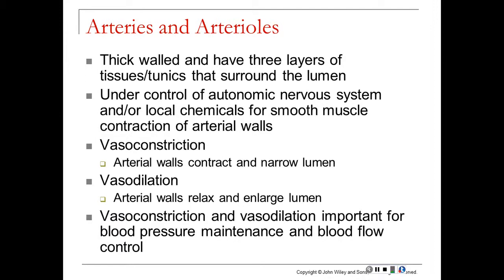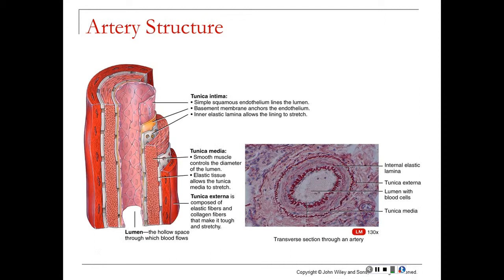Vasoconstriction is when those arterial walls contract, narrowing the lumen, making it smaller. Vasodilation is when those arterial walls relax. That's going to enlarge the lumen, decreasing the blood pressure, allowing more blood to flow through. Vasoconstriction and vasodilation are very important in order to control overall blood pressure as well as blood flow through the body. Here's a diagram showing you those 3 tunics that I mentioned, or 3 layers.